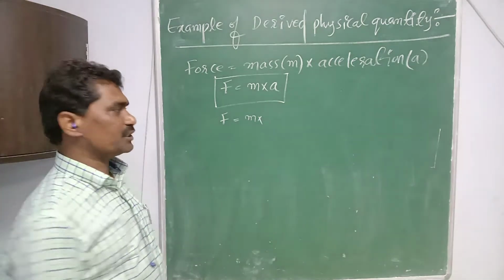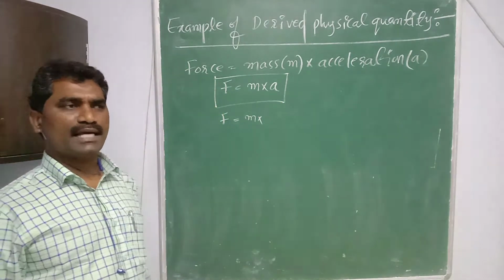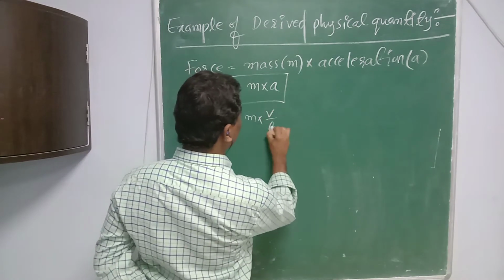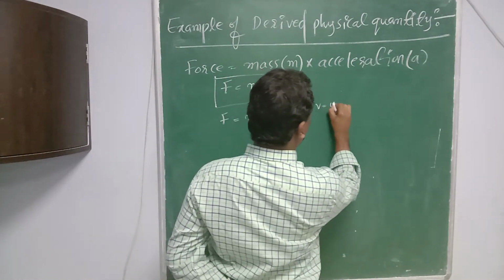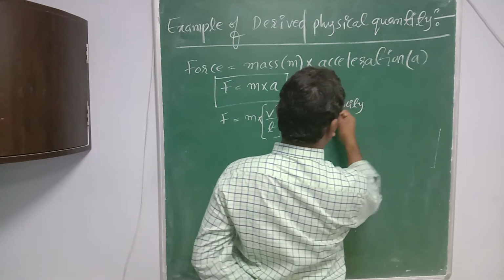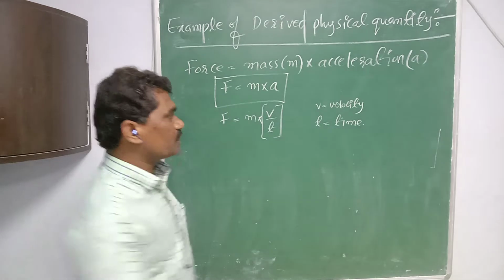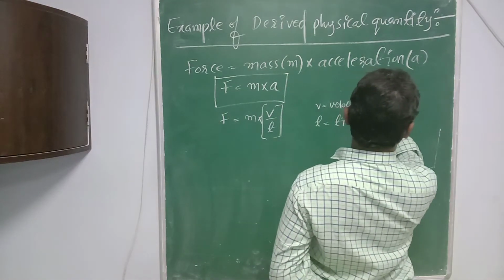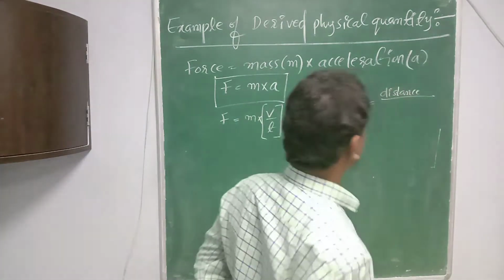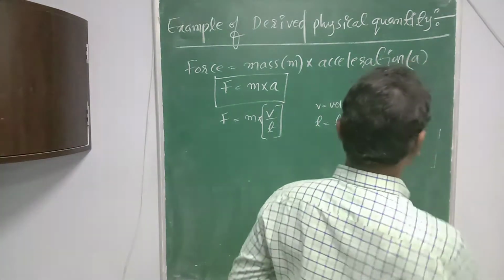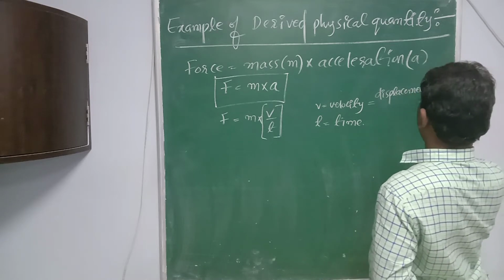What is the formula of acceleration? Acceleration a is equal to the rate of change of velocity. So the formula of acceleration is v by t, where v is velocity and t is time. Velocity is displacement by time. Always take displacement by time.